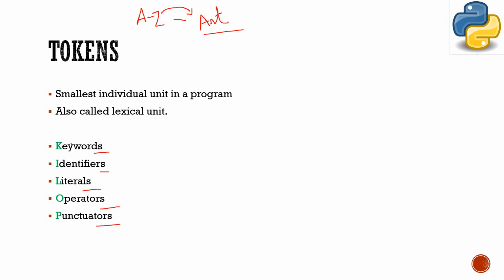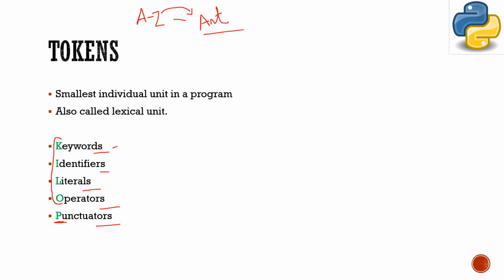How to remember tokens? You have the weight measurement unit, that is kilogram. So let us take it from there. K-I-L-O, kilo. After that we have only P, punctuation. Kilo ke upar punctuation mark. Okay, so keywords, identifiers, literals, operators and punctuators.